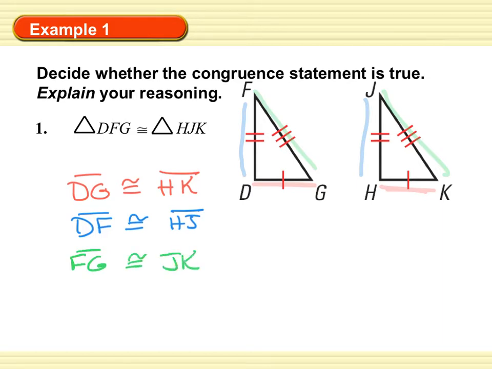Now, to double check that it's in the correct order, I can go back and look at my sides. Notice here in the blue one, I have DF and it's matching here with HJ. DF is the first two letters and it's matching here with the first two letters. And then if you wanted to double check the last two, see how FG is the last two and it matches with JK. So their statement is good. This is true.